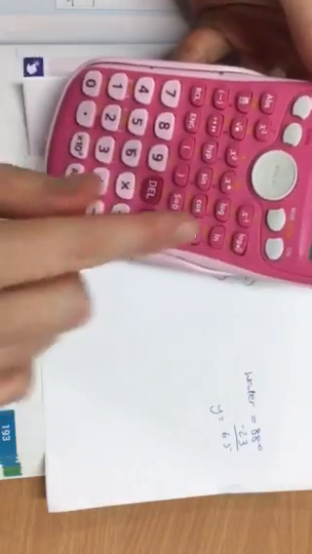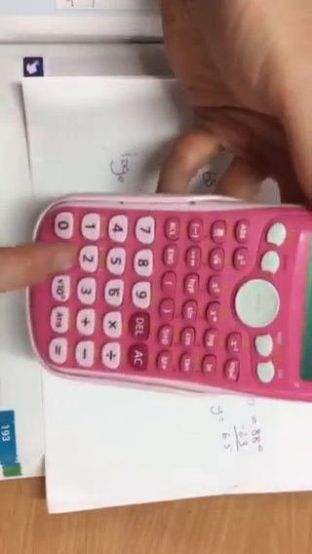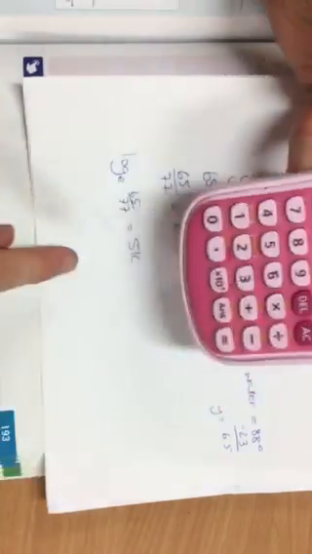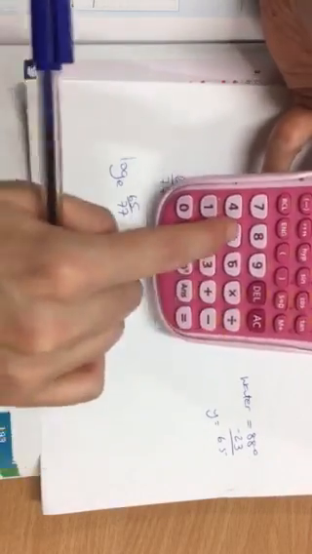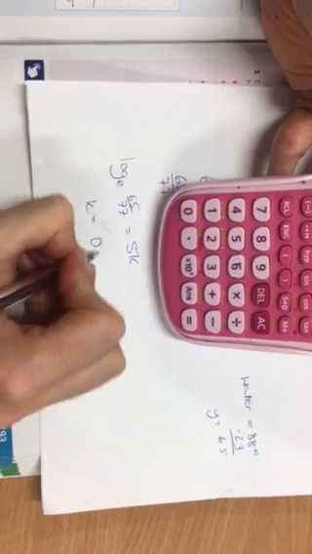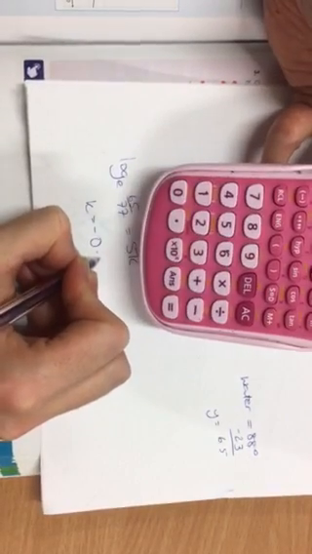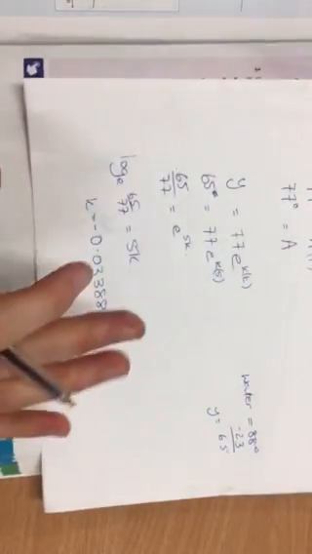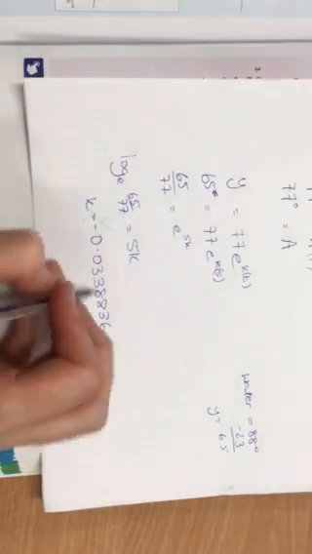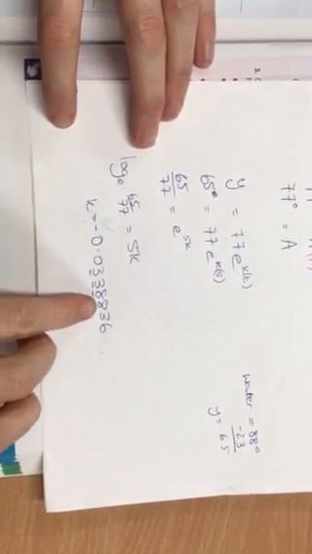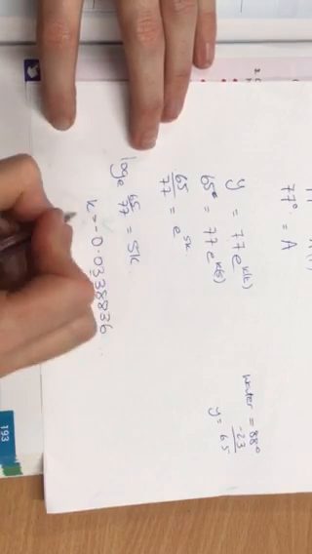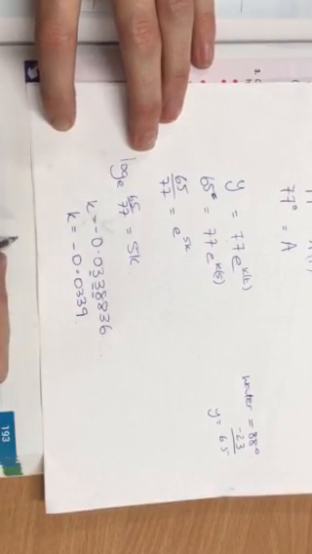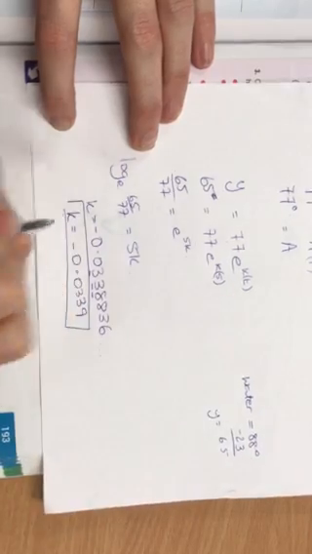Log in the base E of 65 over 77 is equal to that. That's equal to 5 times K. If I divide by 5, I end up with K equal to minus 0.0338836, etc. I'd write down the whole thing, but I'm allowed to give it to 3 significant figures. Is the digit after the third significant figure big enough to round this up? Yes, it is. So K in this situation is minus 0.0339. And that's part B.